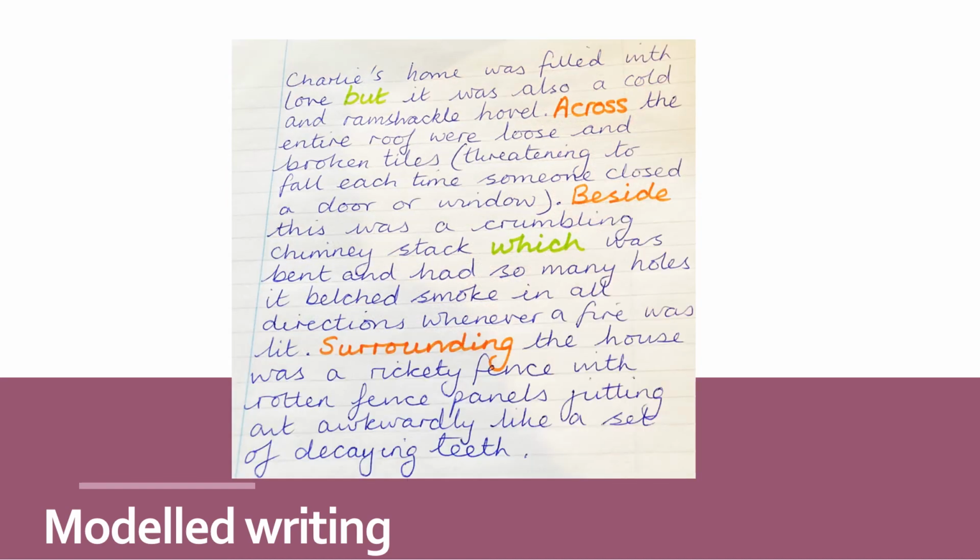And here is my next and last sentence. Surrounding, again my preposition, I wanted you to know that the fence went all the way around the house. It's not a terraced house. So surrounding the house was a rickety fence with rotten fence panels jutting out awkwardly like a set of decaying teeth. Again, I've chosen words like rotten and decaying because I want it to sound like it's not very nice, that you can imagine that in your head, and I've compared it with teeth jutting out, or rather decaying teeth, because again it makes it sound as unpleasant as it was for Charlie living there.